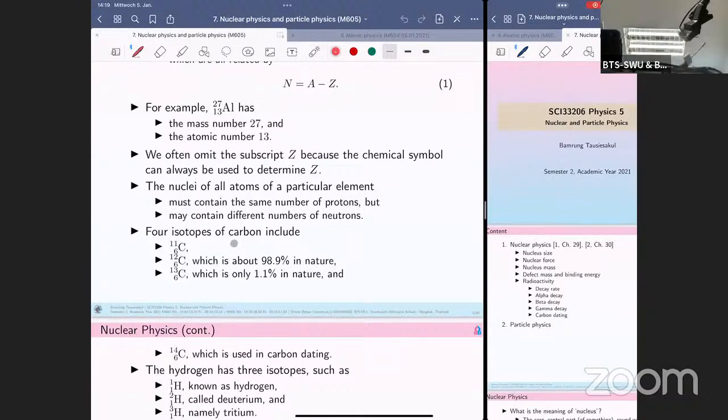For example, you pick up a piece of carbon. In that piece, you may find both carbon 13 and carbon 14.